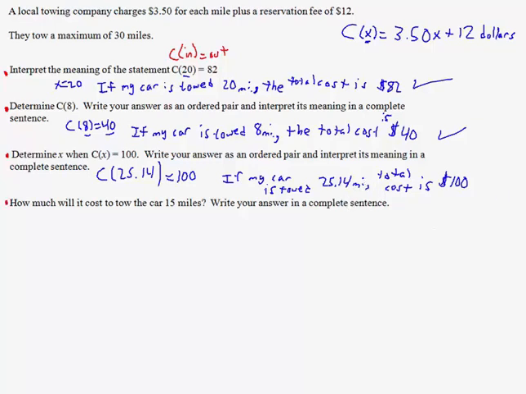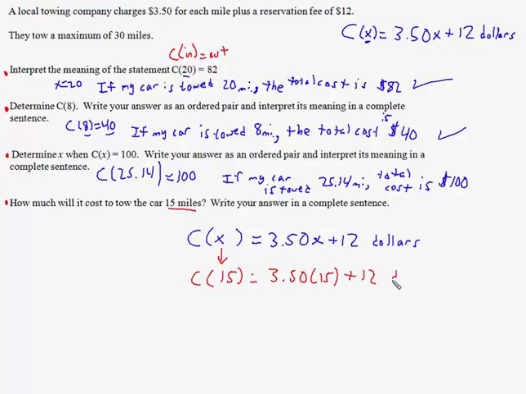The last one says basically take your cost function and now make one more prediction before we move on to something else. How much will it cost to tow the car 15 miles? And again, this is in dollars. So this is basically, since they're giving me a number in miles and x is the number of miles, I would simply just replace x with 15 here, and my answer would be the total cost in dollars, and I need to write a complete sentence at the end.